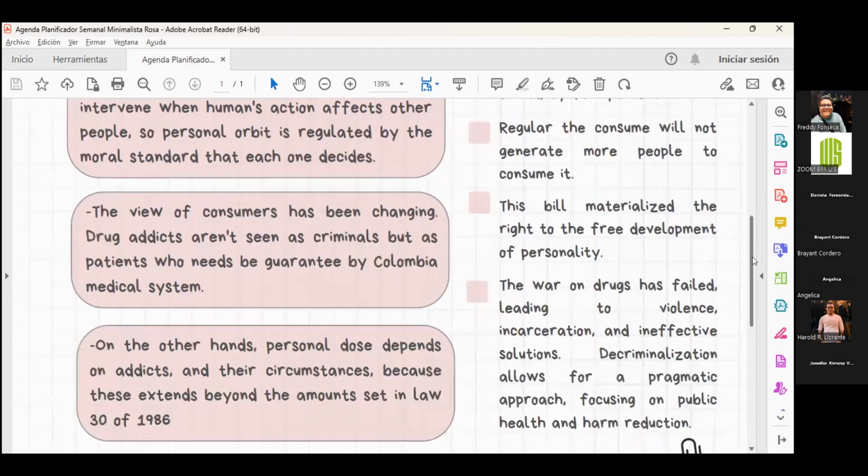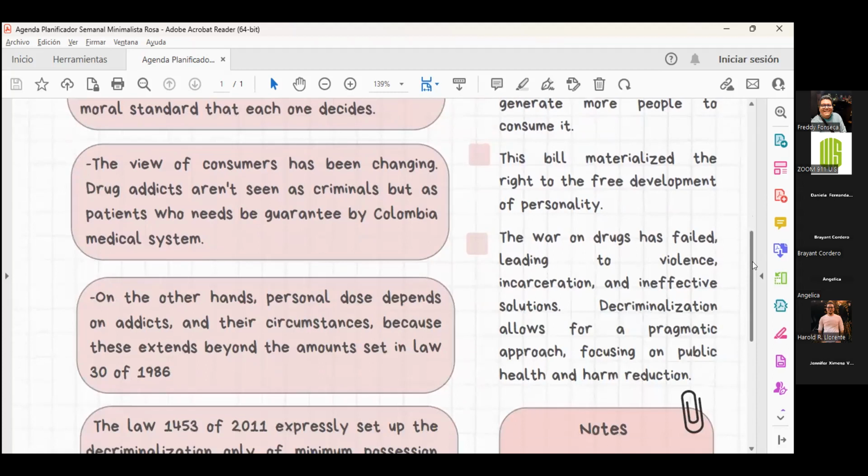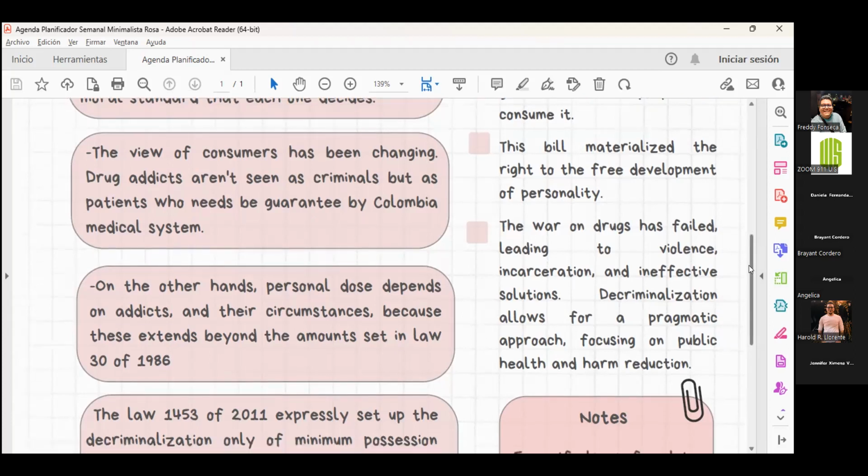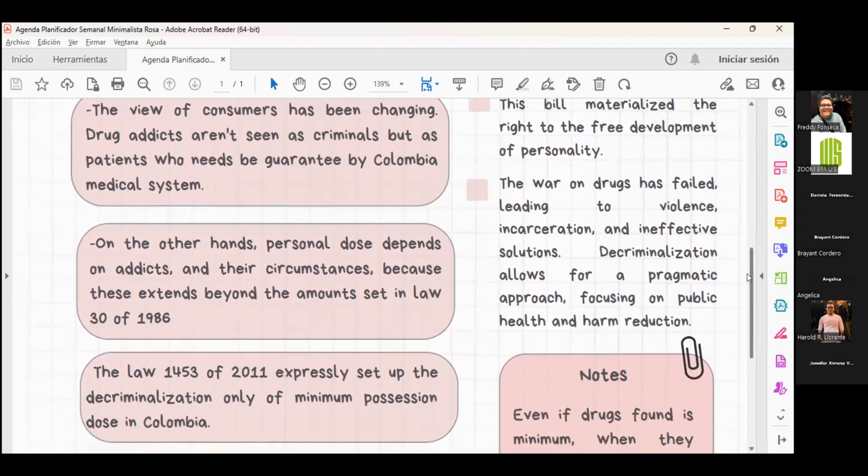There is an important situation we have to talk about: the view of consumers has been changing. Drug addicts aren't seen as criminals. Now they are seen as patients who need to be guaranteed care by the Colombian medical system. On the other hand, the personal dose depends on addicts and their circumstances, because this extends beyond the amount set in Law 30 of 1986.